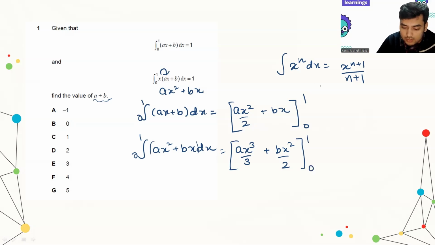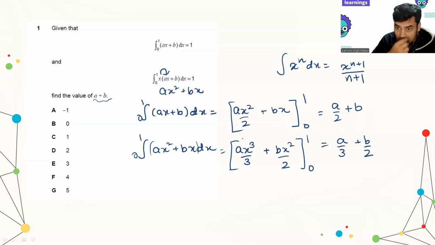So see, when I put 1, I'll get a plus b. When I put 0, I'll get 0 only. So you'll get here a over 2 plus b, isn't it? And here you'll get a over 3 plus b over 2, isn't it? So these both you get. Now this thing is given to you as 1, and this thing is also given to you as 1, isn't it? So I'll just equate both of them, right?